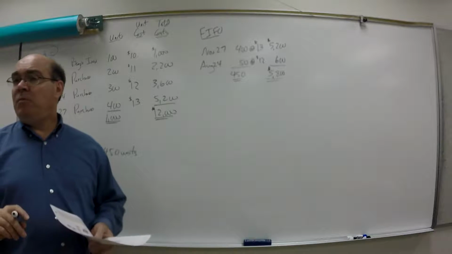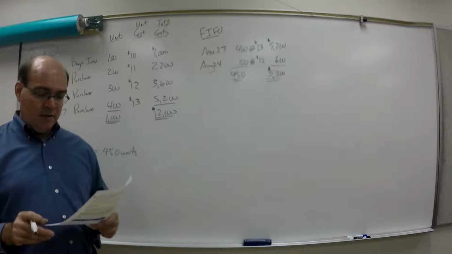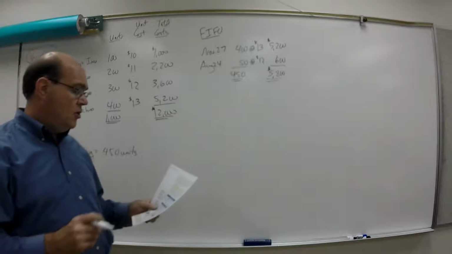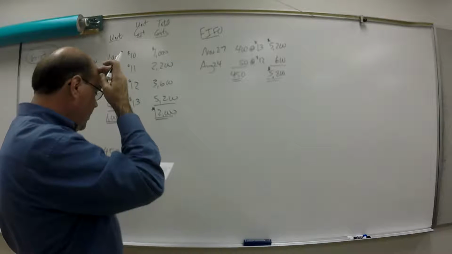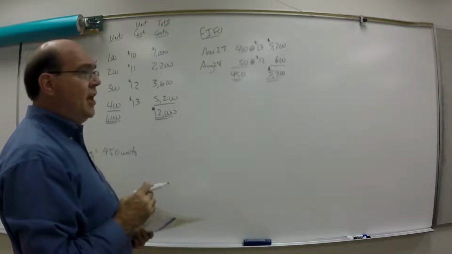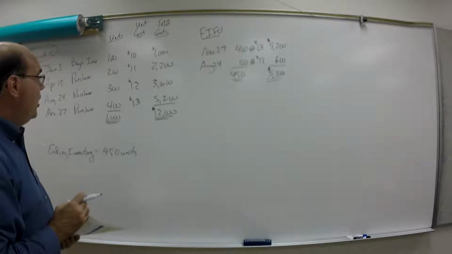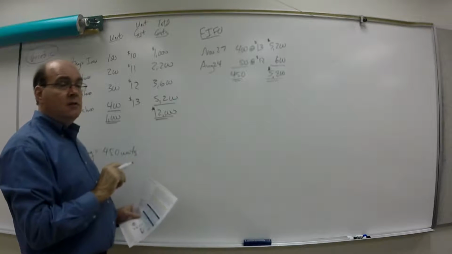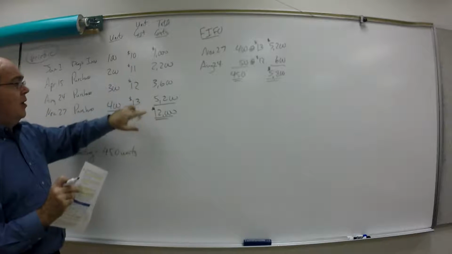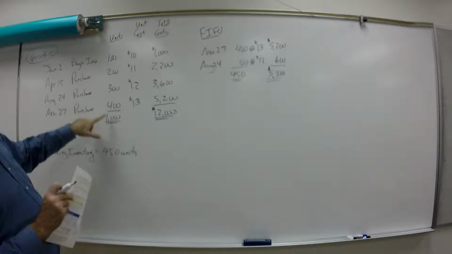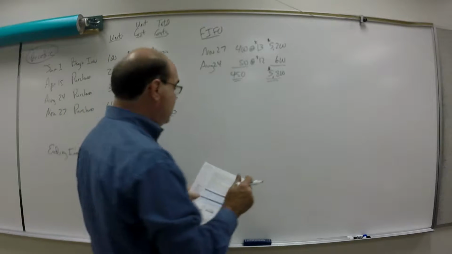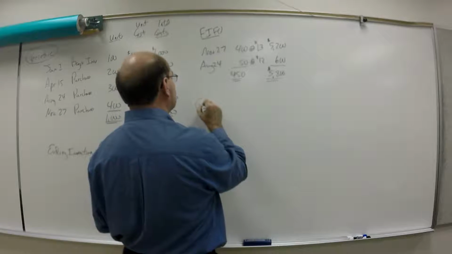But now remember, I'm doing periodic, so I've got to go through and find my cost of goods sold, right? So what I've got to figure out is, how much did I sell? Well, how much did I have available? I had $12,000 available, right? Because I had all these prices available. So I had a total of goods available for sale, right?